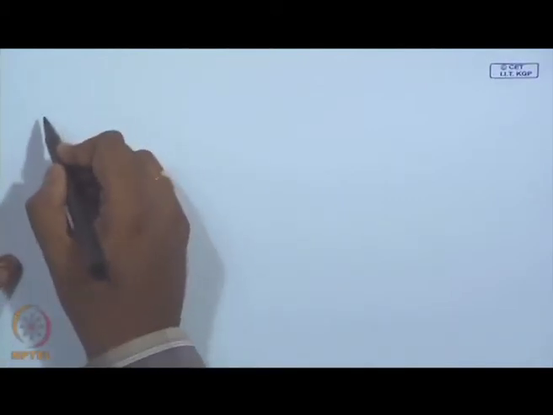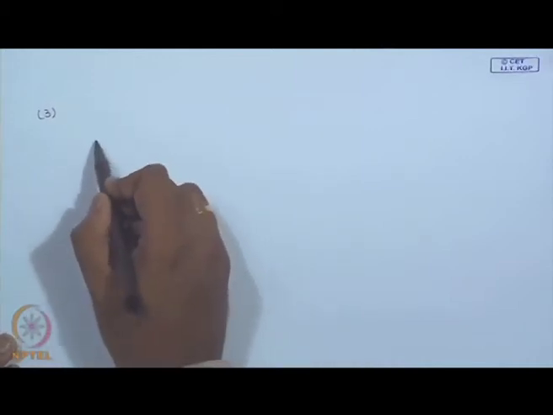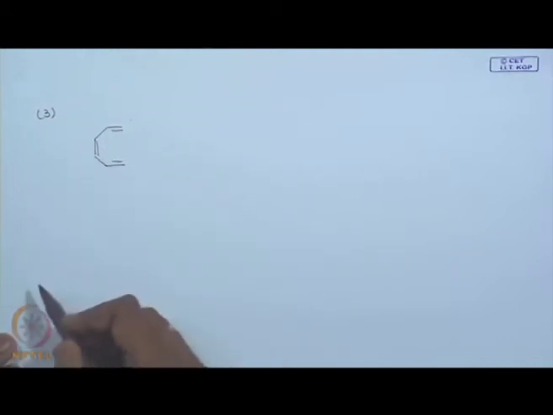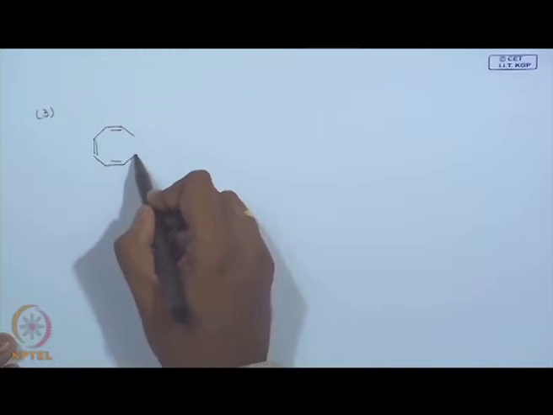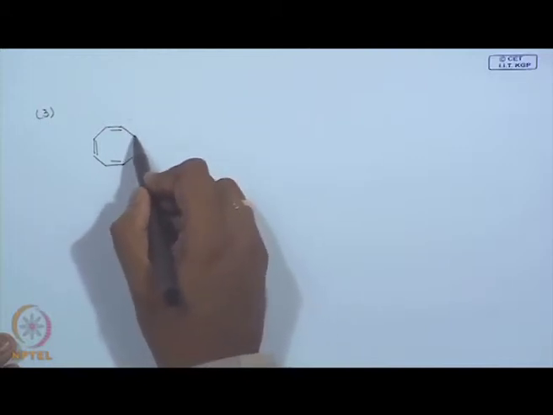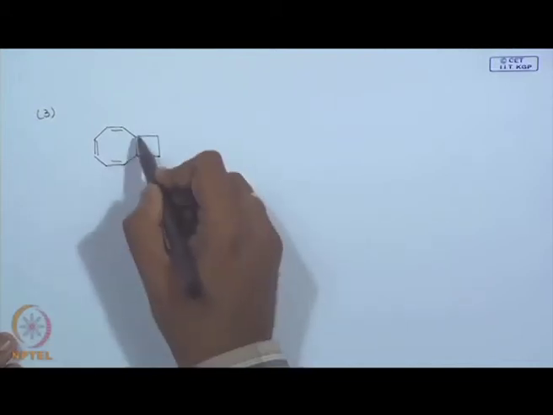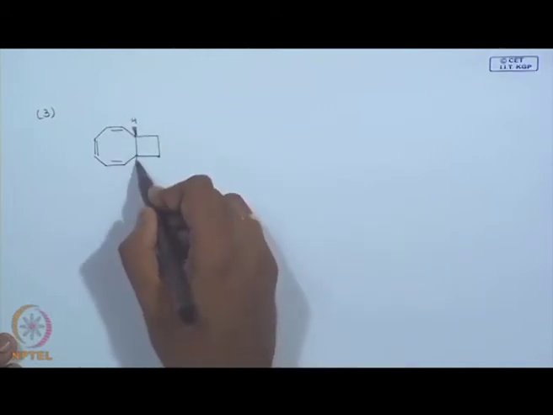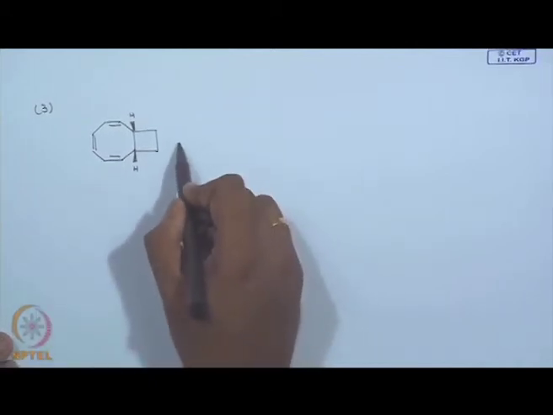In the same way, we will take another example. This is also a nice example which you have to study. I have a system like this. I have a hydrogen here, one hydrogen here, okay, clear.